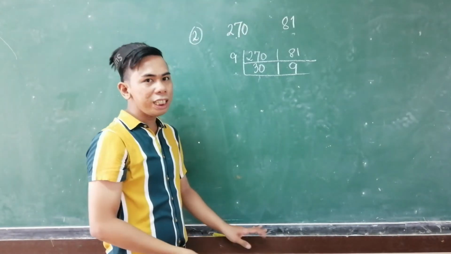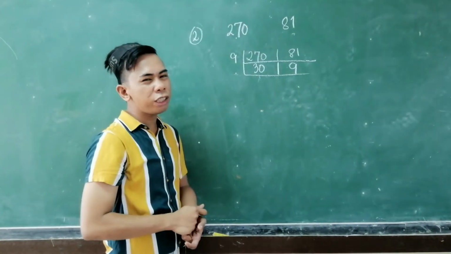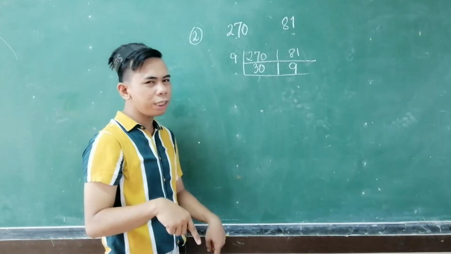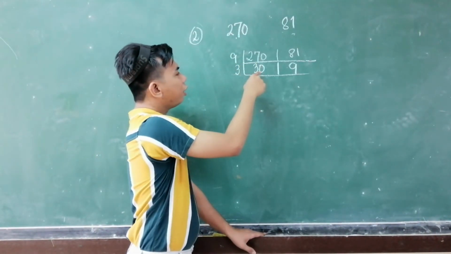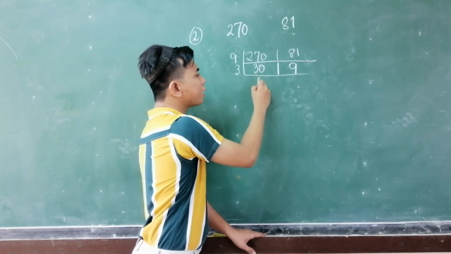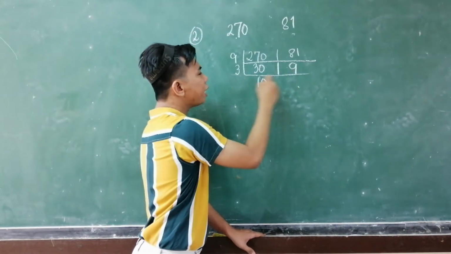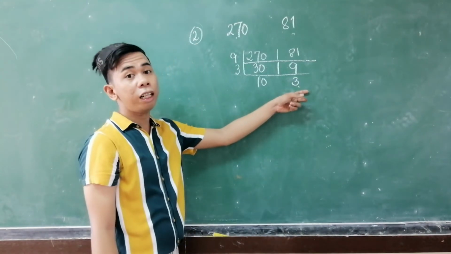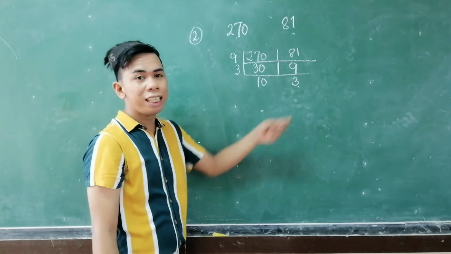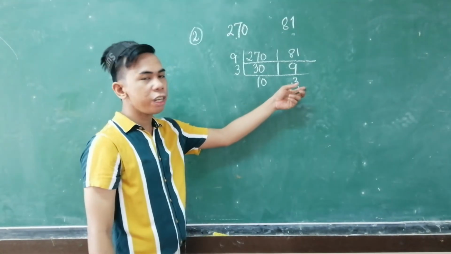And then 30 and 9, we have the same divisor that can be divided into both numbers. Yes, let's have 3. 30 divided by 3 is 10. And 9 divided by 3 is 3. Are 10 and 3 relatively prime with each other? Yes, they are. So we stop here.